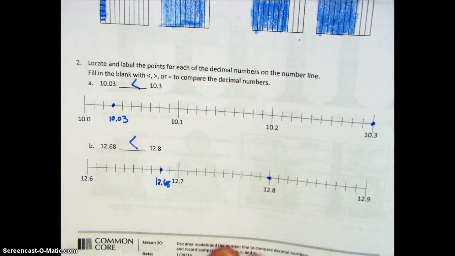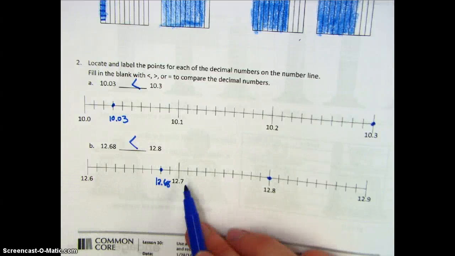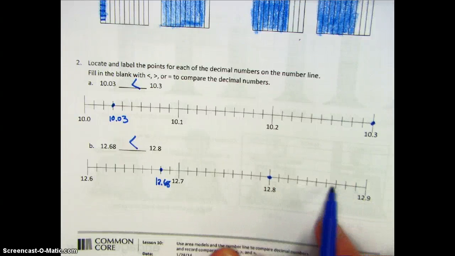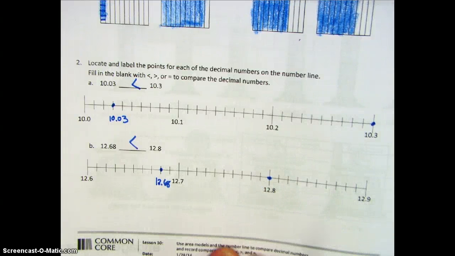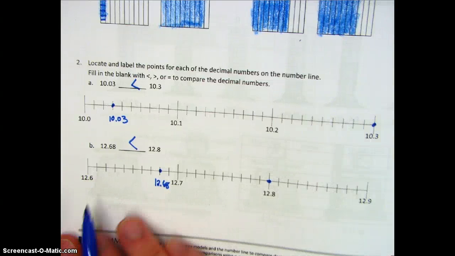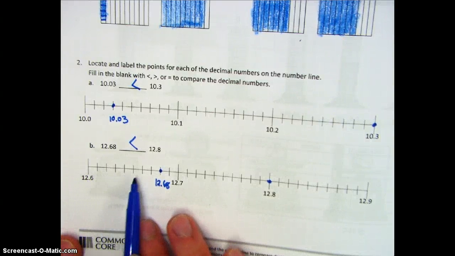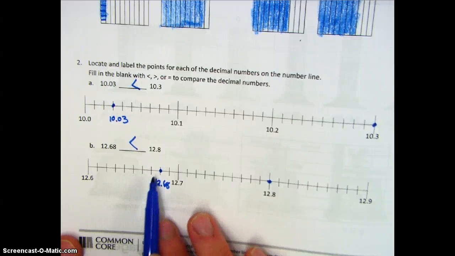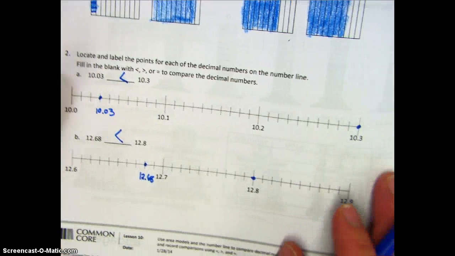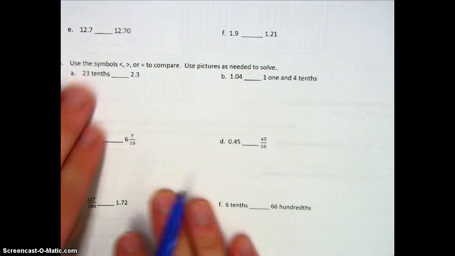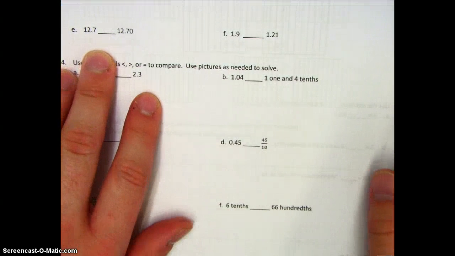So watch your number lines and make sure you're understanding what they're divided up into. In this case, our large lines are tenths, and the smaller lines are sectioned off into hundredths. So this is like 60/100, 61, 62, 63, 64, 65, 66, 67, 68. All right, moving on to number 3, we're going to use less than, greater than, or equal to compare.